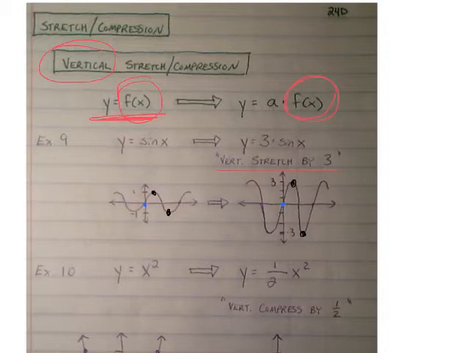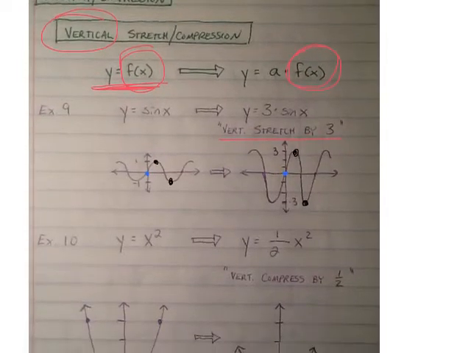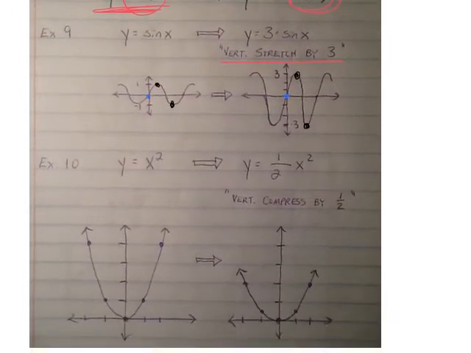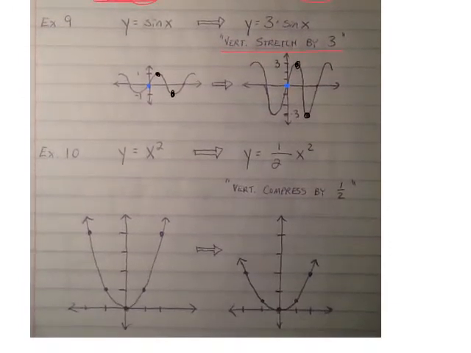Then in example 10, instead of multiplying by a number greater than 1, I multiplied by a number that is between 0 and 1. So we took our original function and multiplied it by 1/2. Since that's less than 1, it's actually getting compressed. So we're compressing it by 1/2. When our pattern was out 1, up 1, out 1, up 3, we're now out 1, up half, out 1, up half of 3, out 1, up half of 5, out 1, up half of 7.